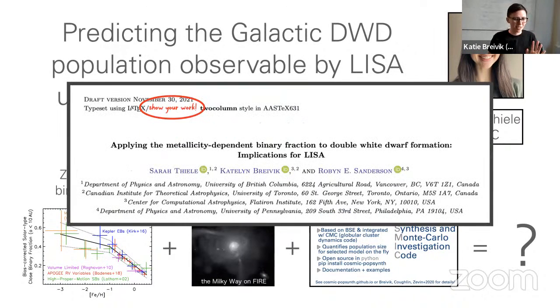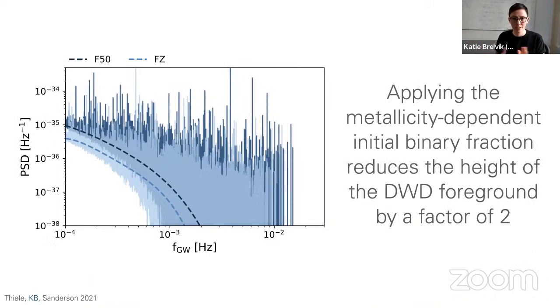Again, I don't have too much time to go into details of what Sarah actually did. She wrote about 1,000 lines of Python code, but it's all here and show your work. So if you want to dig in and look at the paper, see what's cracking in there, you're very welcome to open up our pipeline and see how we did everything. What I want to show you is just the punchline. And what we found is that applying a metallicity-dependent binary fraction reduces the height of our double white dwarf foreground by about a factor of 2.